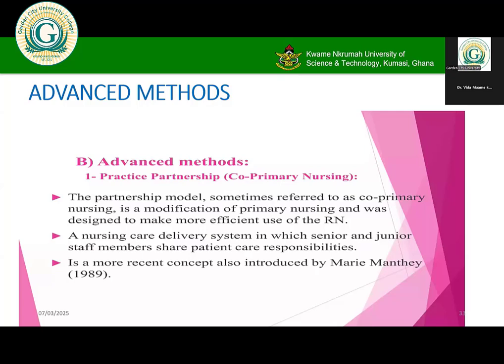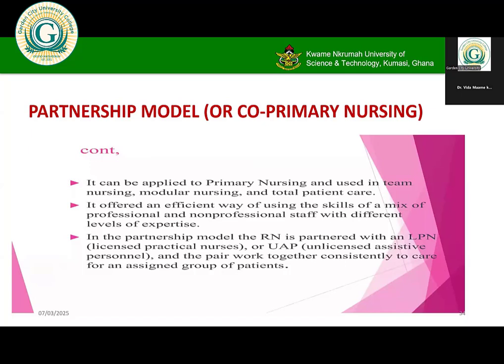So with this one, it can be applied to primary nursing, used in team nursing, modular nursing, and total patient care as well. It offers an efficient way of using the skills of a mix of professional and non-professional staff with different levels, where we all come on board as co-partners to help deliver a model of nursing care to patients. As I said, this is a form of primary nursing; modular nursing is a pattern of partners in practice. That is partnership, partners in practice.